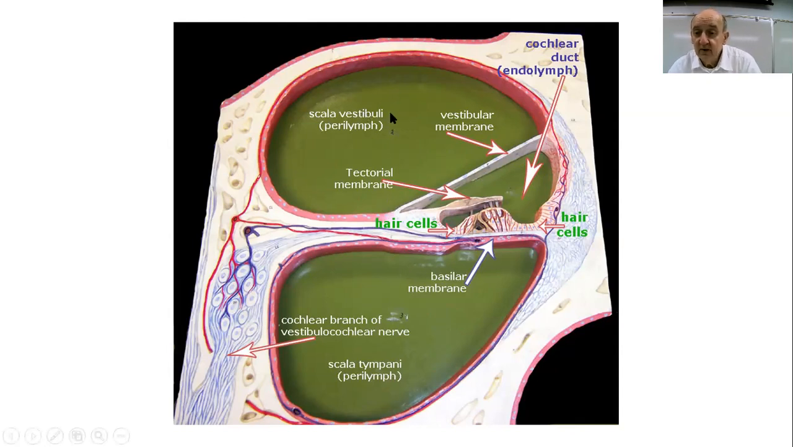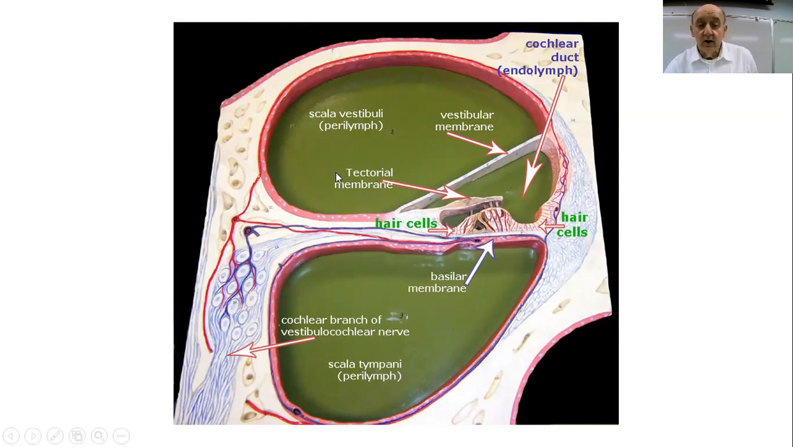Between the scala vestibuli and the cochlear duct, we have the vestibular membrane. Between the scala tympani and the cochlear duct, we have the basilar membrane. Both of them are thin, stretchy structures.